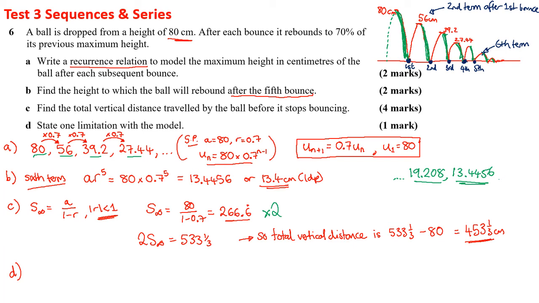So really, when we're looking at limitations of the model here, you can look at the discrepancies between what the mathematical model tells us and real life. So a key thing here is that there's no limitations on n here, and so the assumption is that it could carry on bouncing forever. So that would be our key limitation. And then make sure you write that down in a sentence.